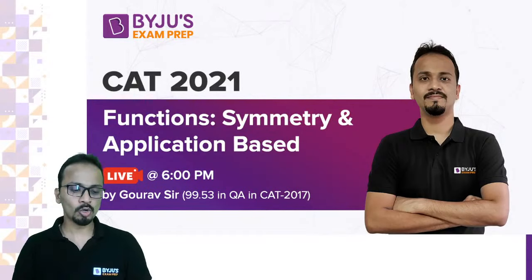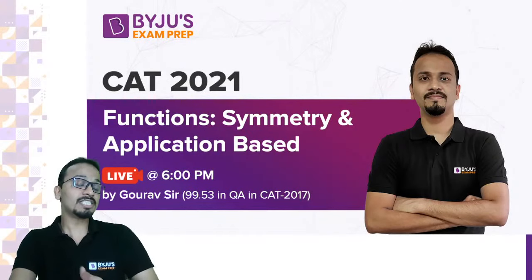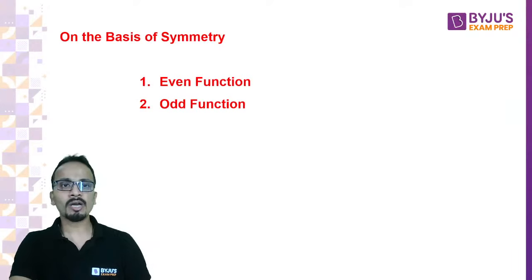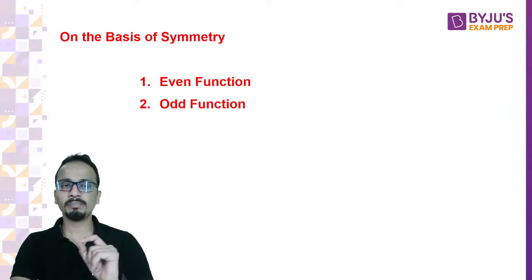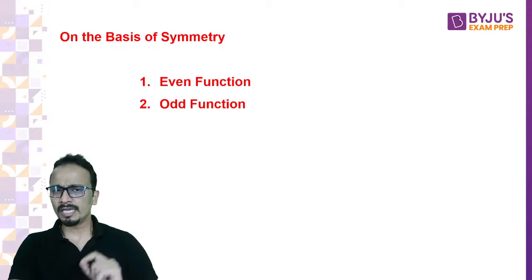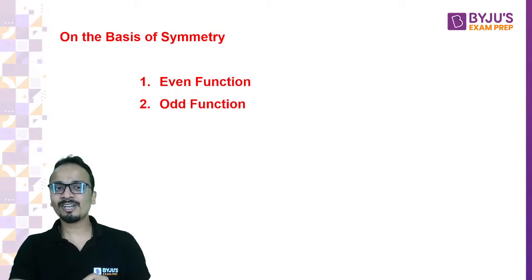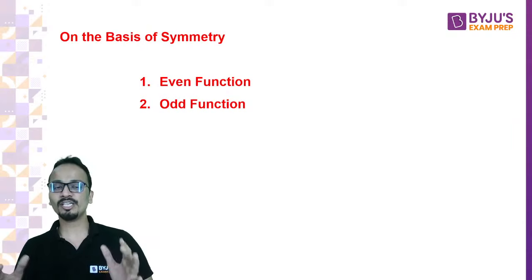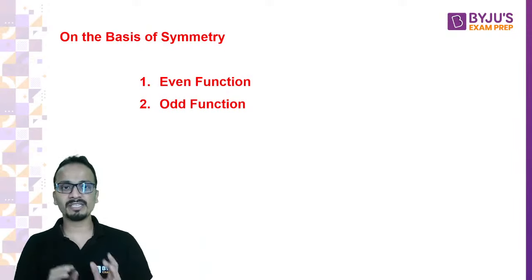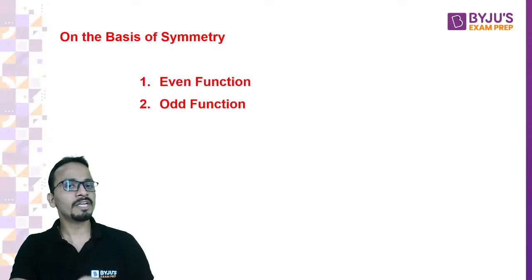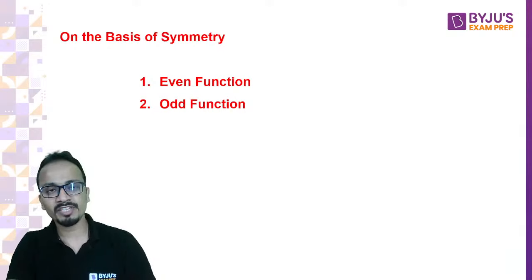So let's continue with functions where we left yesterday. If I talk about symmetry, on the basis of symmetry, the functions can be classified in 2 types: even functions and odd functions. Now friends, these even functions and odd functions have nothing to do with even and odd numbers. Even and odd numbers are a separate thing. This is even and odd functions. So let's talk about even and odd function one by one with some of their properties.